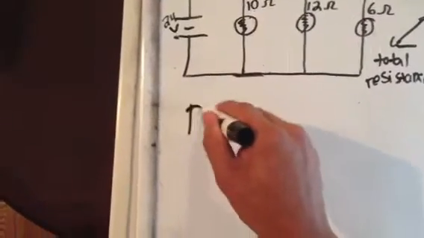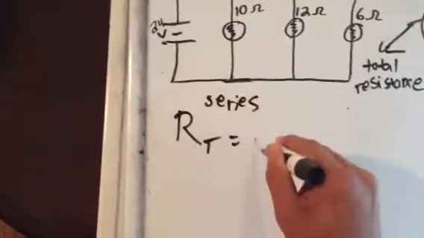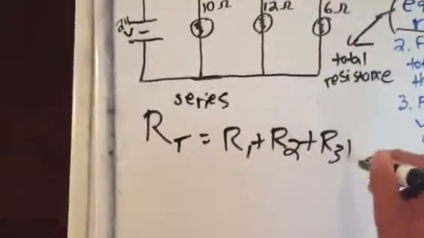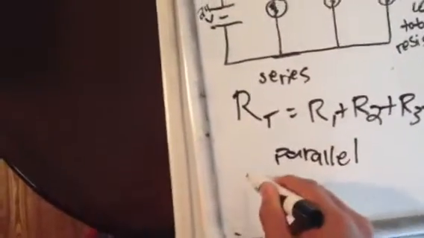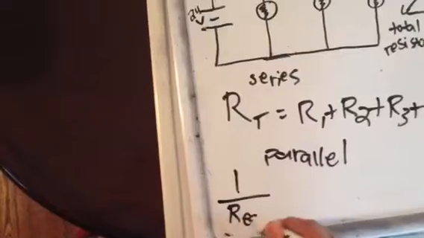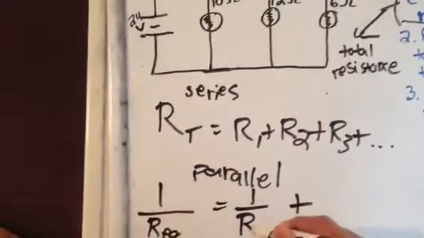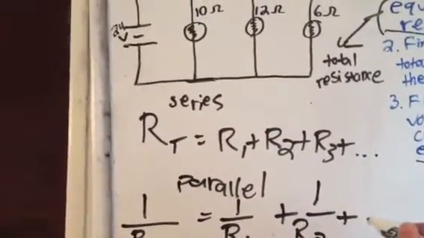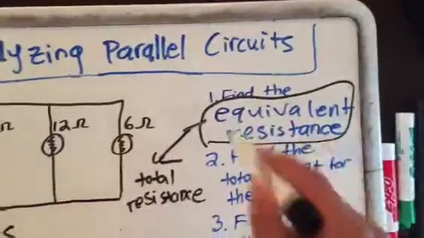Now, in a series circuit, we learned that the total resistance is equal to the resistance in resistor 1 plus the resistance in resistor 2, and so on. But in a parallel circuit, it's a little different. This time it's 1 over Req, which is again RT, and that's equal to the reciprocal of the resistance in resistor 1, plus the reciprocal of the resistance in resistor 2, and so on. So we're going to be using this equation to solve part 1.